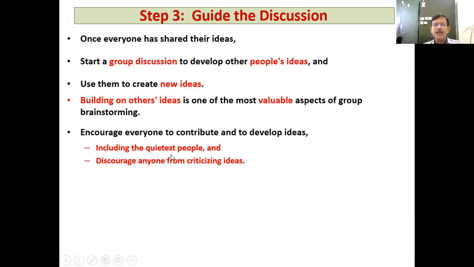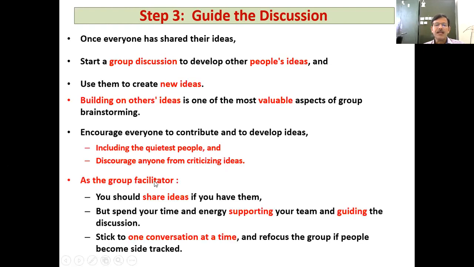Encourage everyone to contribute and develop ideas, including the quietest people, and don't let anyone criticize the ideas. So here two things are important: encourage the quiet people who don't open their mouths, and discourage those who criticize the ideas. These two things are very important to get more and more ideas from the members of the group. And as the group facilitator, the manager, you should share ideas if you have them. If you have some good ideas, share them along with the other ideas.